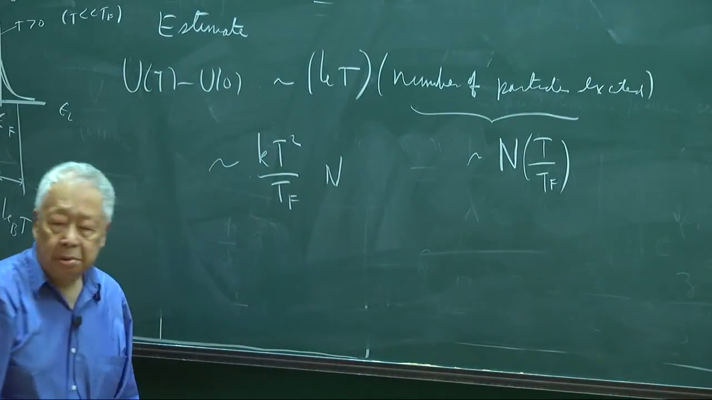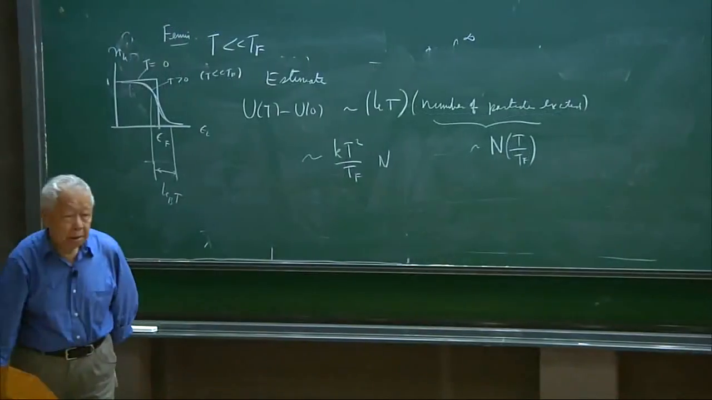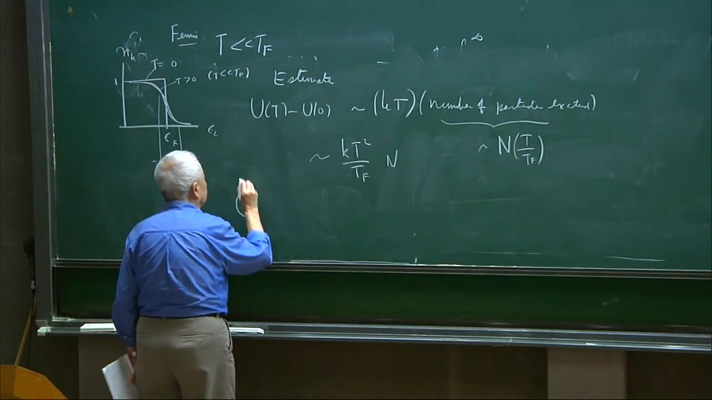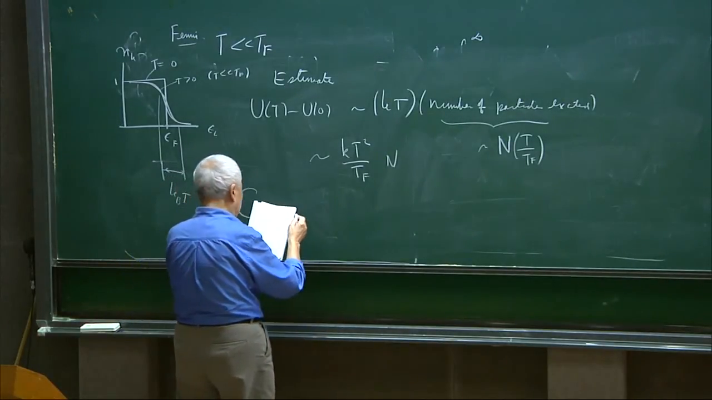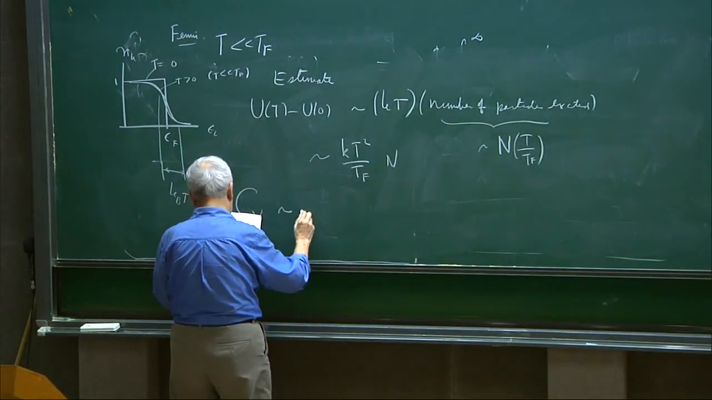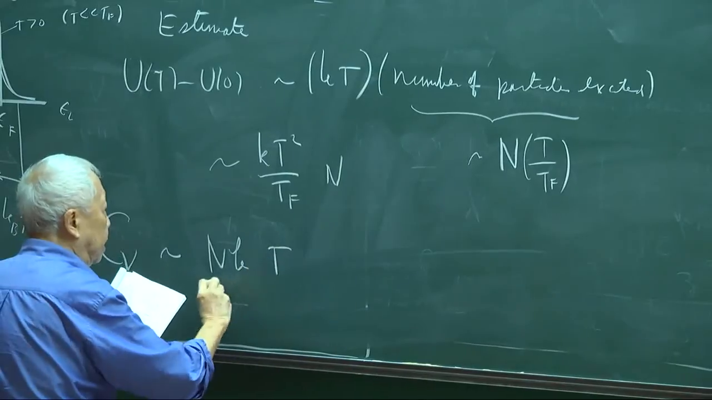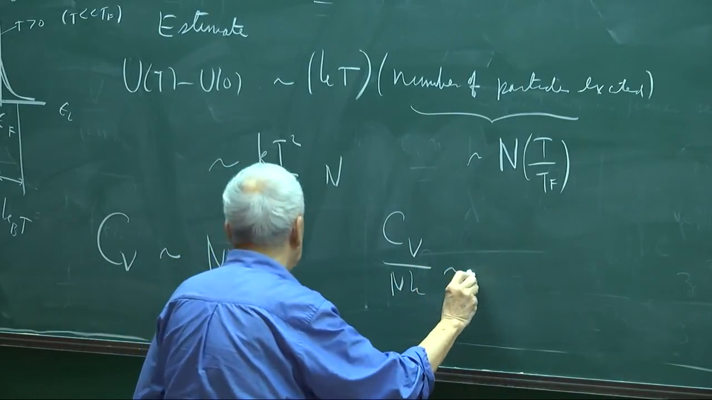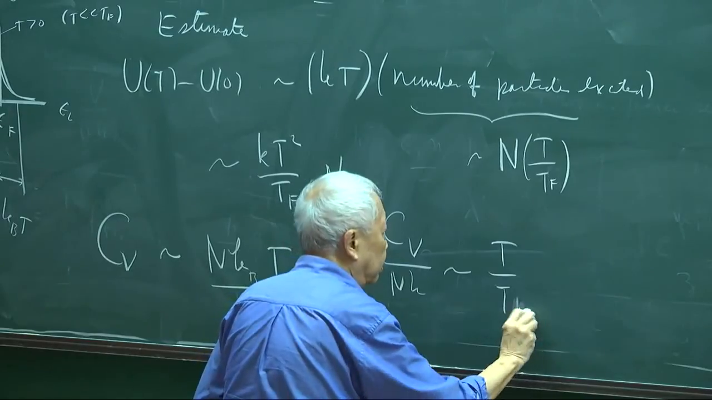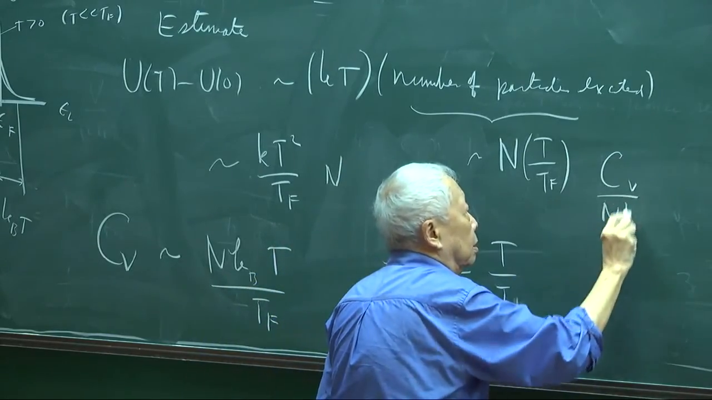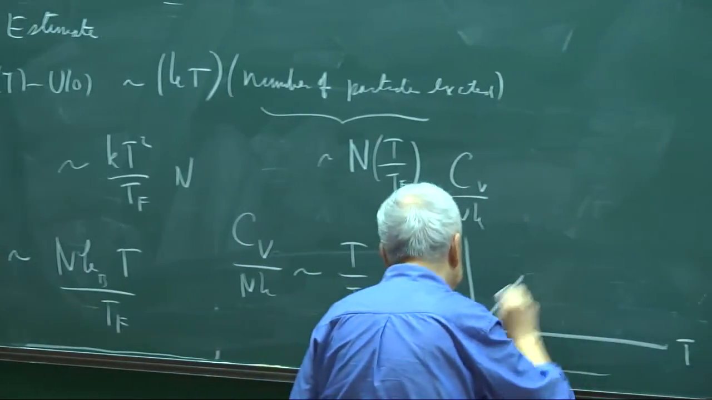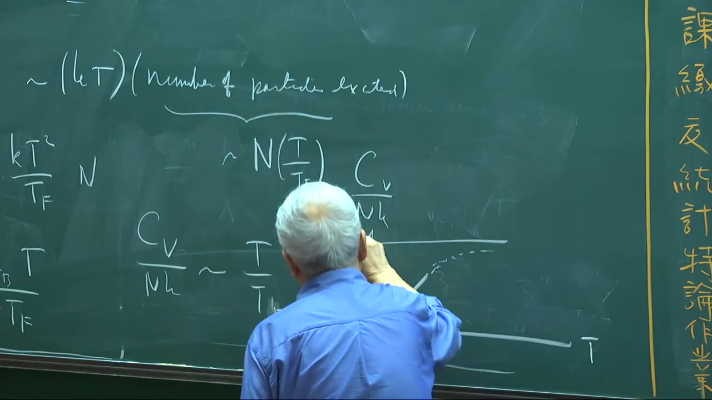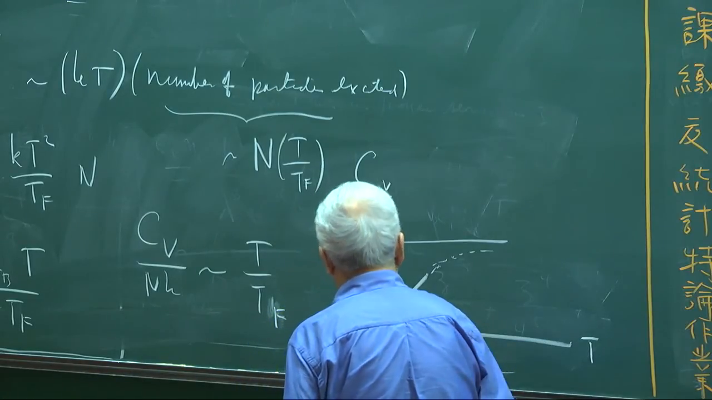The coefficient in front, of course, is not exactly determined, but this is the general dependence on T and N. And therefore the heat capacity, Cv, is of the order of N k T over Tf. That is, Cv over Nk is of the order of T over Tf. If you plot this, it's linear. And then you know that at very high temperatures, if it goes classical, it goes to 3/2. But at low temperatures, it's linear.